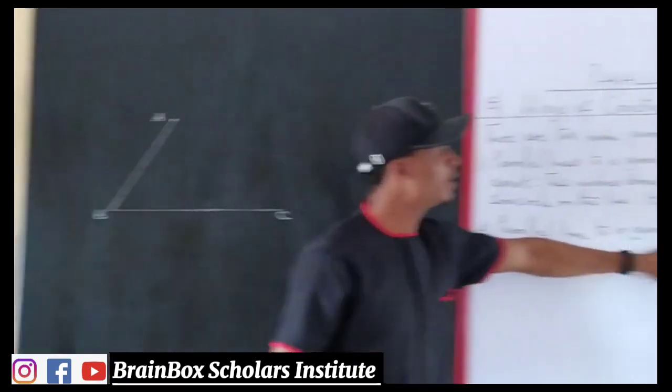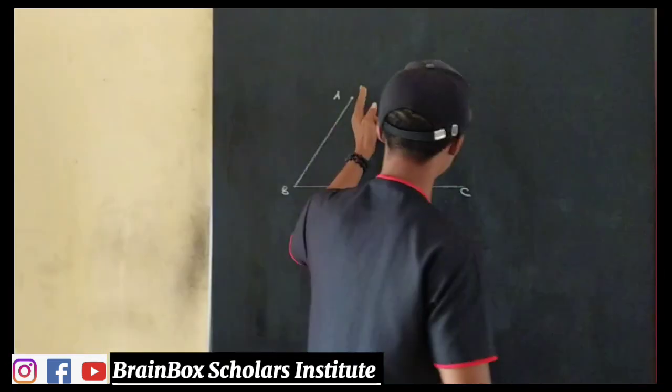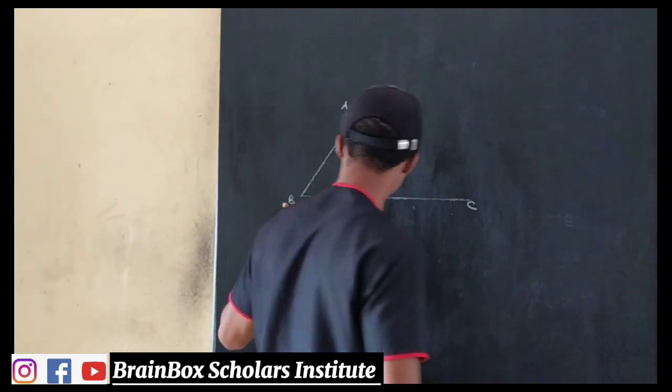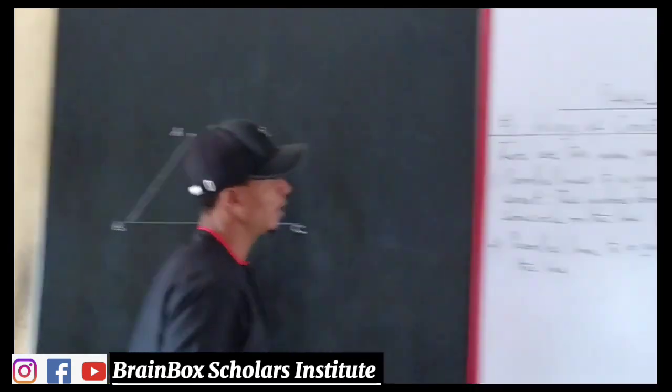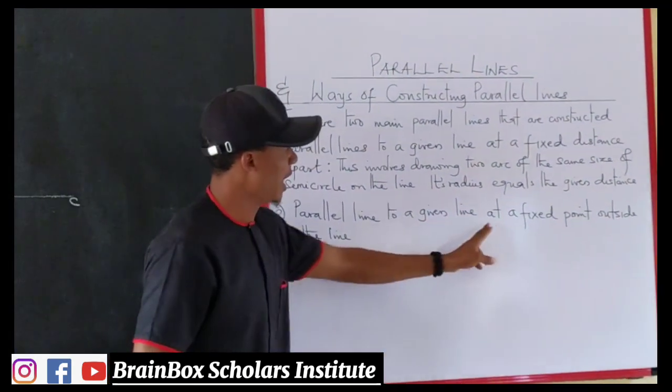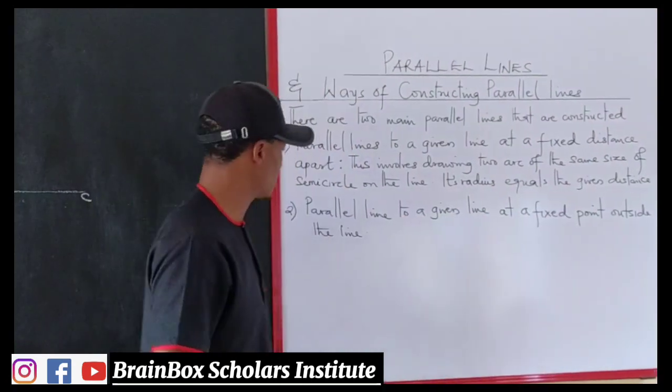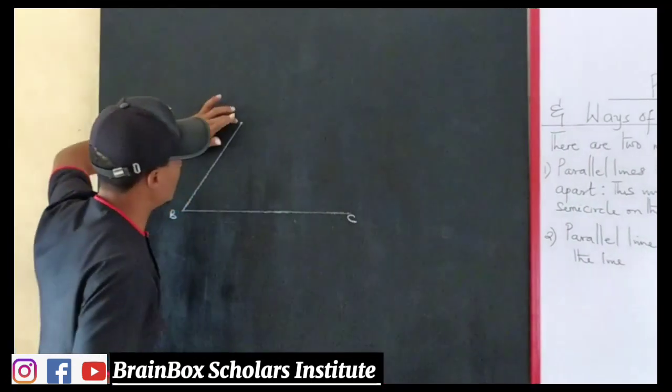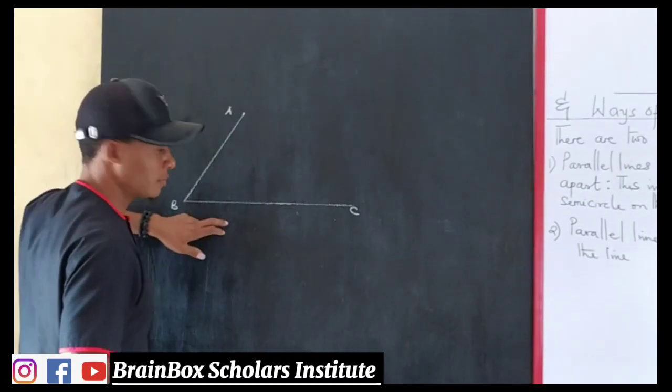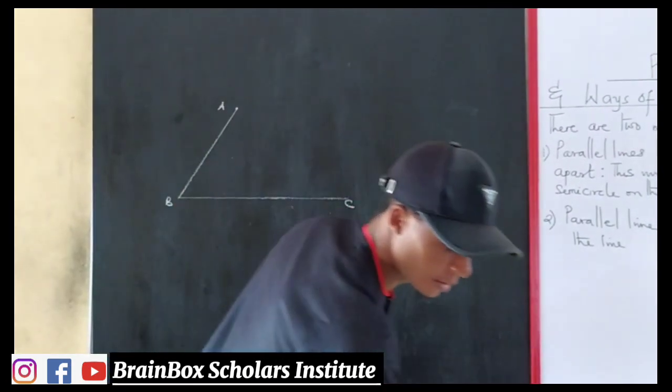Parallel line to a given line. That means I'm going to draw a parallel line to what? To a given line, BC. Okay? Alright. At a fixed point outside the line. At a fixed point outside the line. Okay. Now look at what I'm going to do.